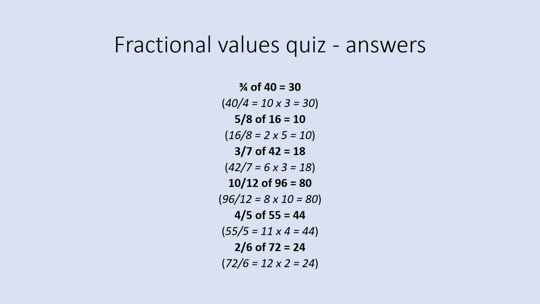10/12 of 96 equals 80. 96 divided by 12 equals 8, times that by 10 equals 80. 4/5 of 55 equals 44. 55 divided by 5 equals 11, times that by 4 equals 44. And finally, 2/6 of 72 equals 24. 72 divided by 6 equals 12, and times that by 2 equals 24.